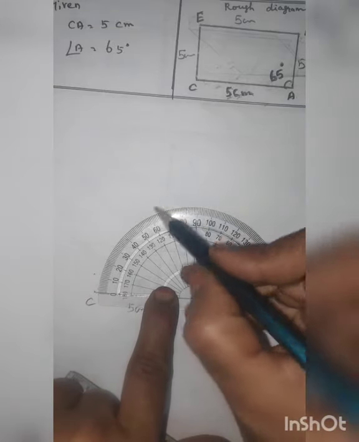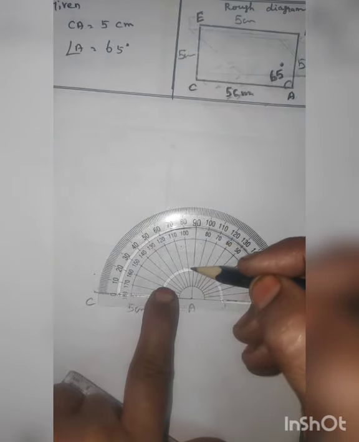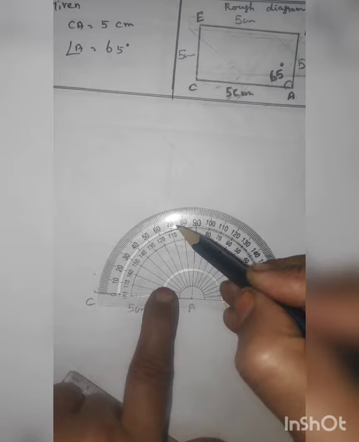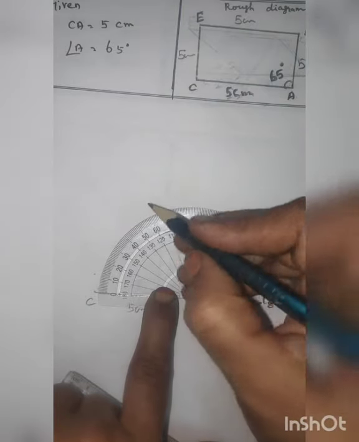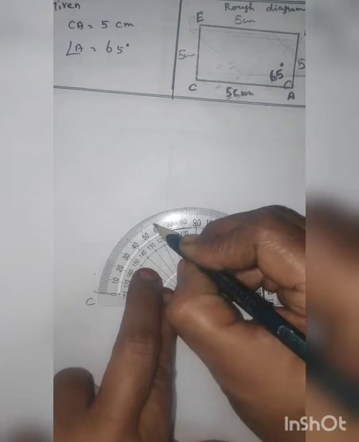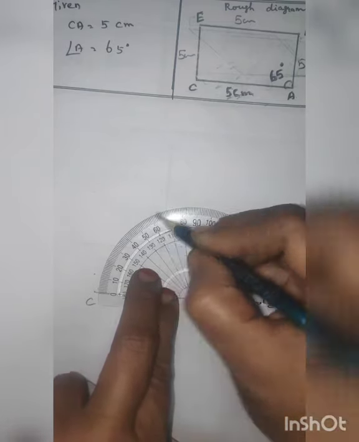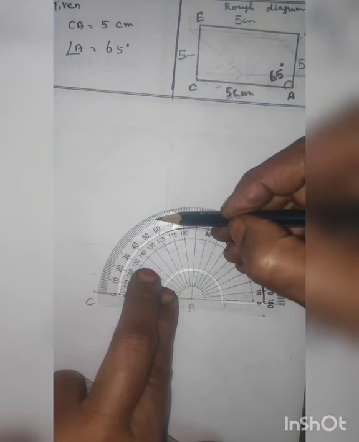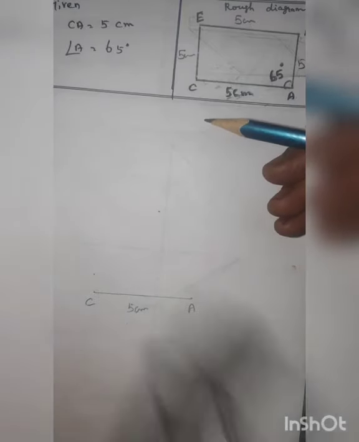65 degrees is below 90 degree only. So where you keep the protractor, you ask whether it is below 90 degree or above 90 degree. Below 90 degree means the angle is small. Now for 65 degree, after 60 you want to count: 60, 61, 62, 63, 64, 65. There you mark. Now join the line.